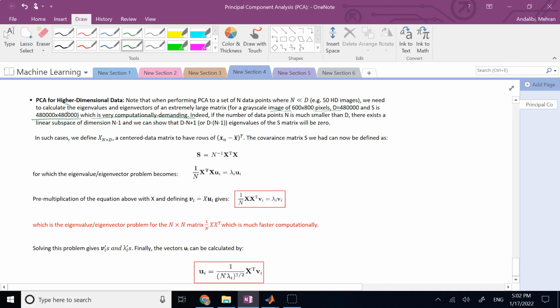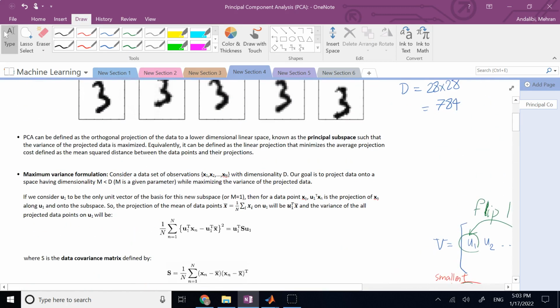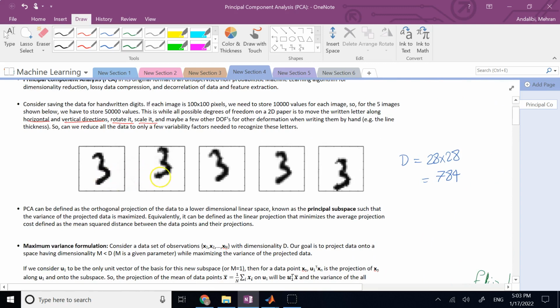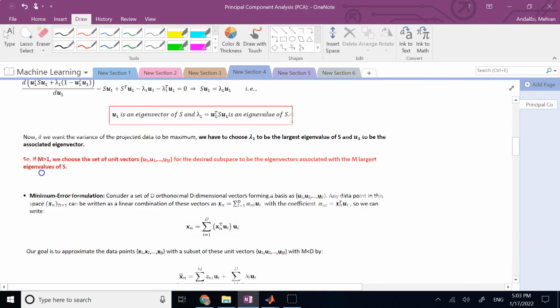Now, in some cases, the number of data points that you have is not as big as D. The images themselves have huge dimensions, but you don't have as many images for the samples, for the training, for PCA, for anything. Look at this case. In this case, D is 784, but how many data do you have? Only 5. You only have 5 pictures, 5 samples. So this N is much, much less than D, correct?